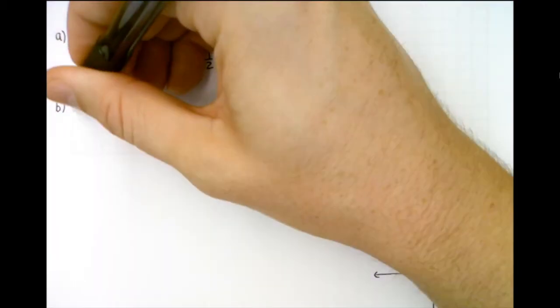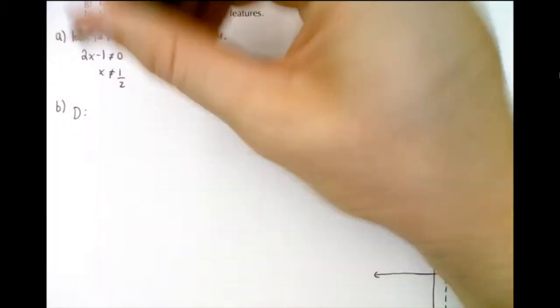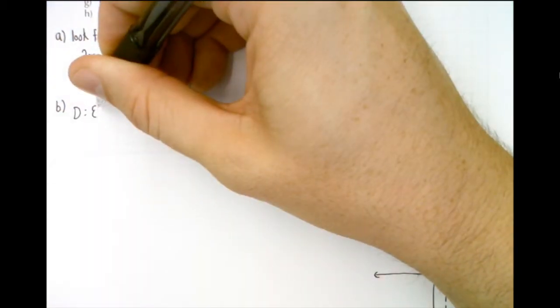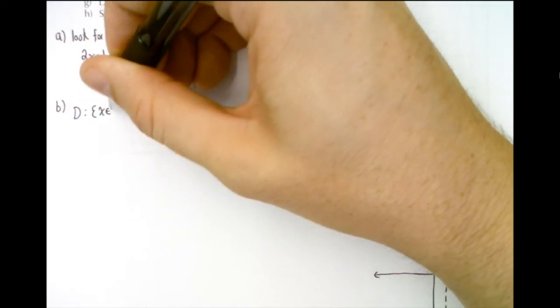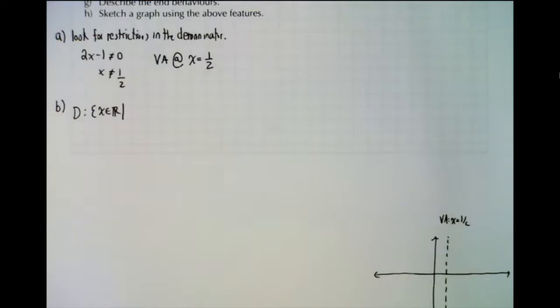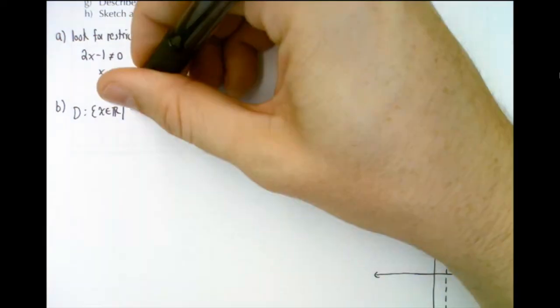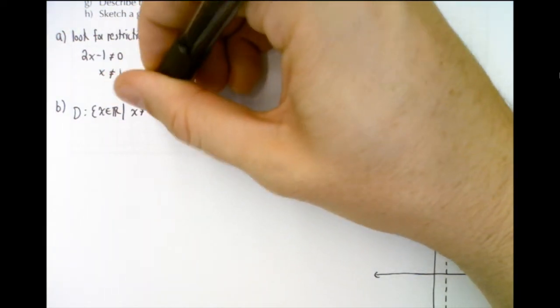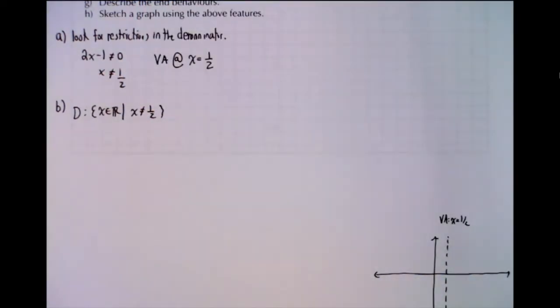So, the domain is x belongs to the real numbers such that our restriction is that x can't equal a half, such that x does not equal 1/2. And that's our domain.